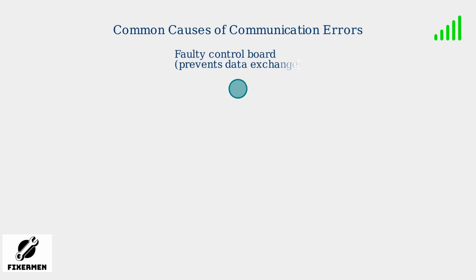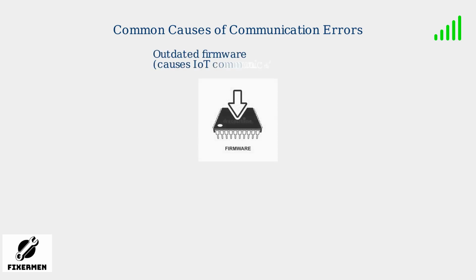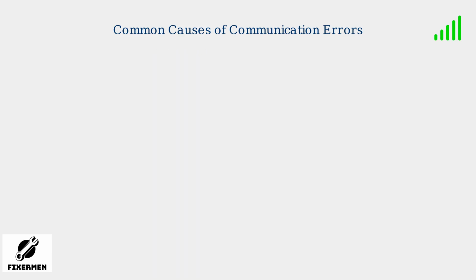A faulty control board within the system can prevent proper data exchange between components. The control board manages all communication protocols, and any defects can cause persistent errors. The Platinum 18 integrates IoT features for remote monitoring, but outdated firmware can cause communication issues during data transmission. Firmware vulnerabilities may lead to errors in secure protocols. Regular maintenance is essential to prevent these communication breakdowns. Annual inspections can identify and fix issues before they cause major problems.